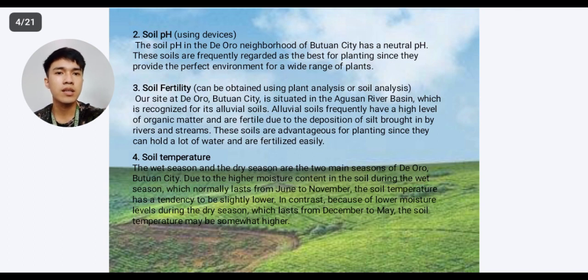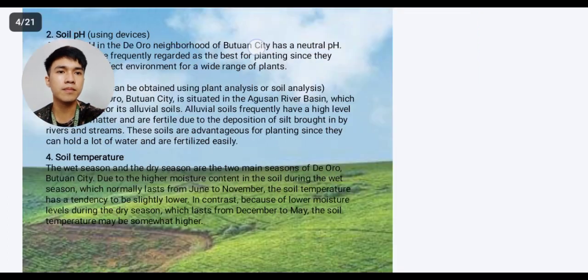Number 4. Soil temperature. The wet season and the dry season are the two main seasons of Oro, Butuan City. Due to the higher moisture content in the soil, during the wet season, which normally lasts from June to November, the soil temperature has a tendency to be slightly lower. In contrast, because of lower moisture levels during the dry season, which lasts from December to May, the soil temperature may be somewhat higher.